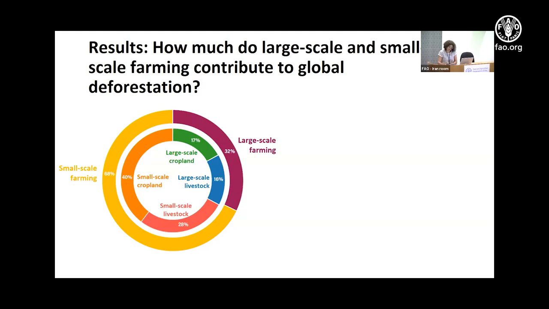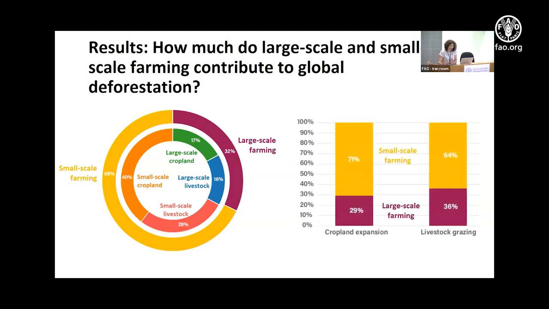In terms of hectares, the estimates gave 103 million hectares of forest loss associated with small-scale farming practices. If we look at the distinction between cropland expansion and livestock grazing, the study found that cropland expansion into forests is associated in 71% of cases with small-scale farming, while for livestock grazing, here also small-scale farming was the prominent cause and was associated with 64% of the area deforested for agriculture.